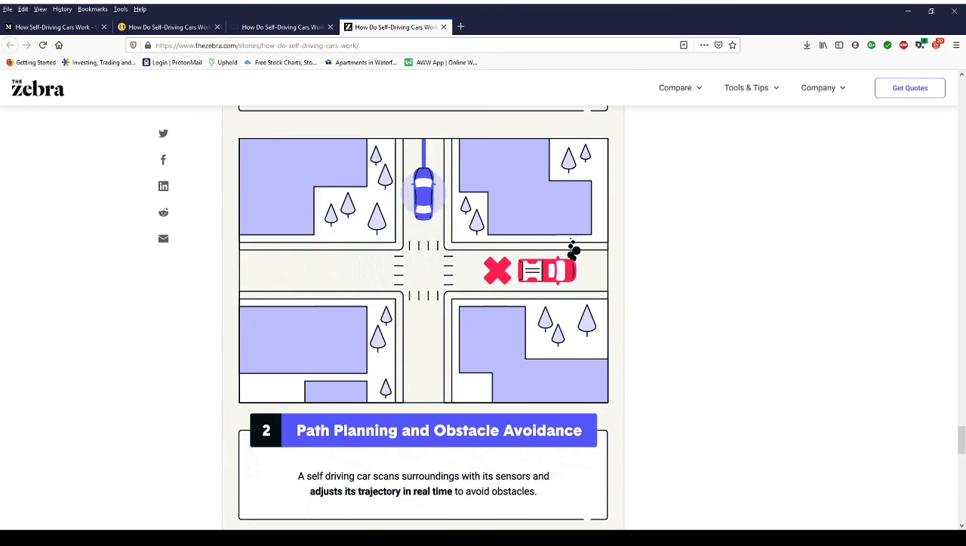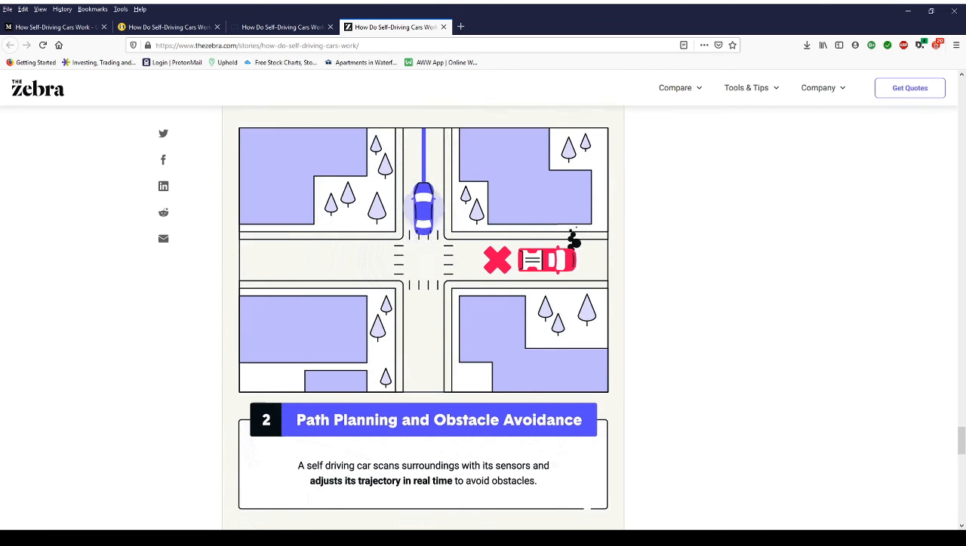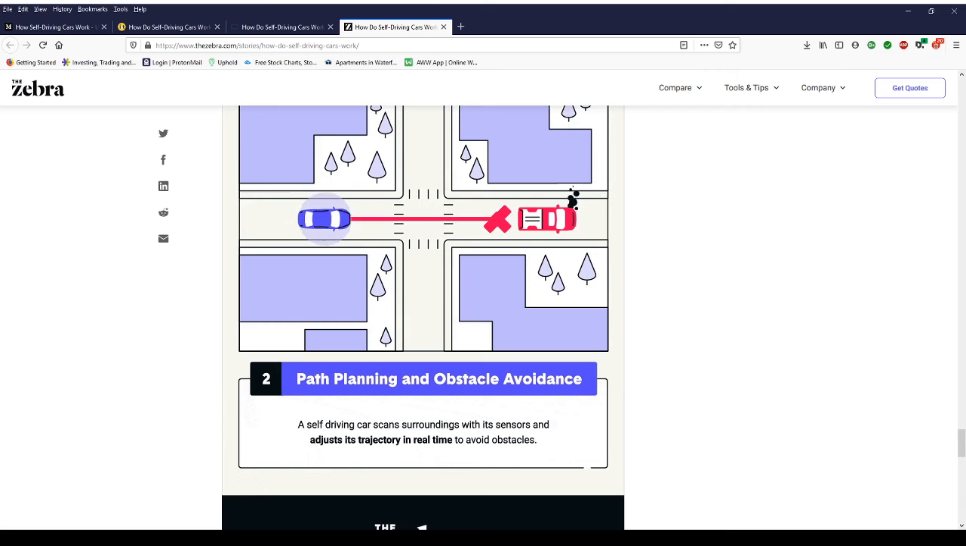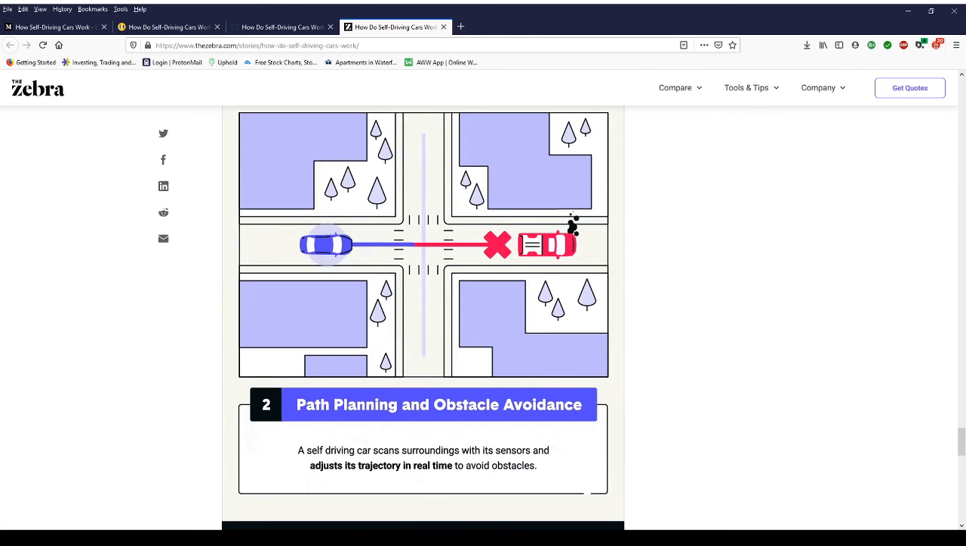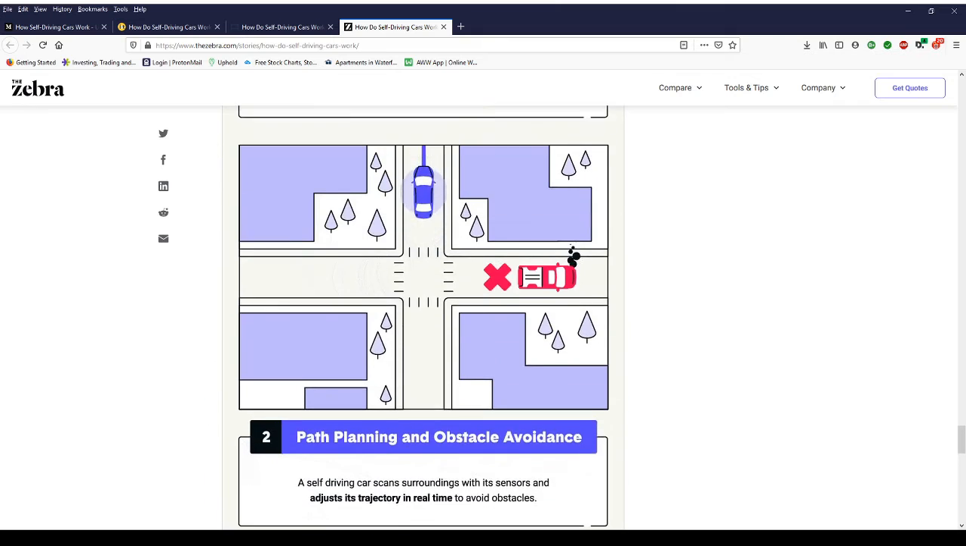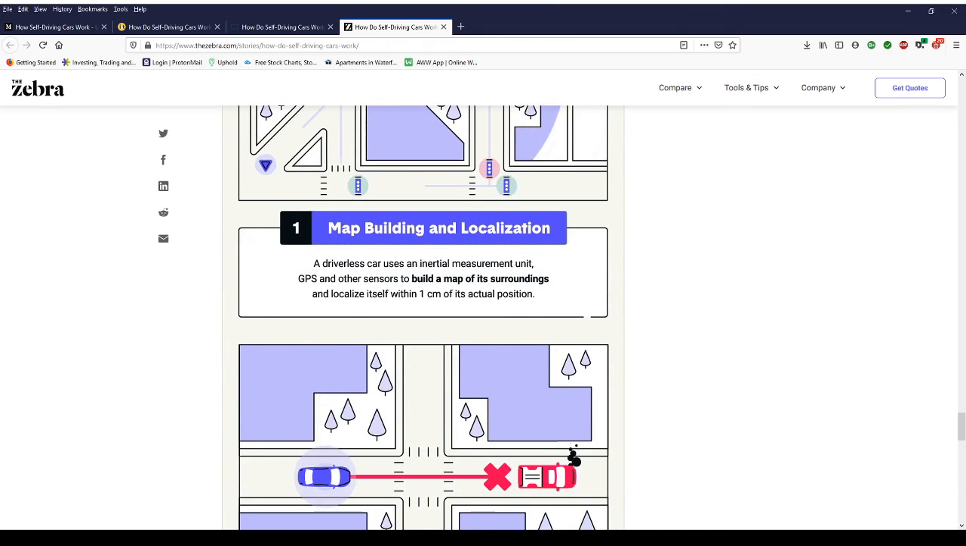Once we know where we are, we can plan. For example, if there's a car in front of us, the car can go to the left. That's path planning. Obstacle avoidance also, because if it goes straight, it will hit the car. So you need to go to the left in order to avoid hitting that car. This is in broad terms how self-driving cars work.